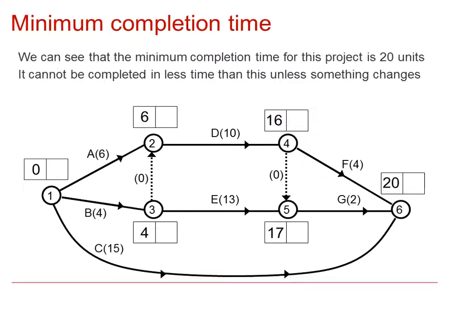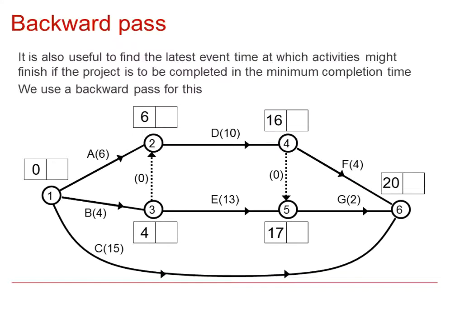The forward pass now completed, we can see that the minimum completion time for this project is 20 units of whatever time we're talking about in the context of a question, whether that is minutes, hours, days, months, or so on. It cannot be completed in less time than this unless something changes. We would now start the backward pass, because it is also useful to find the latest event time at which activities might finish if a project is to be completed in the minimum completion time.